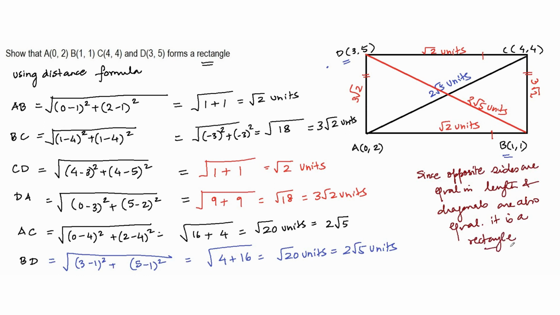And now they have not asked me to calculate the area of this particular rectangle, but in case they ask, the area is going to be length multiplied by the breadth. So it is going to be root 2 multiplied by 3 root 2, which is equal to root 2 into root 2 is 2, 2 3s are 6. So this is 6 square units. So the area of this rectangle is equal to 6 square units.